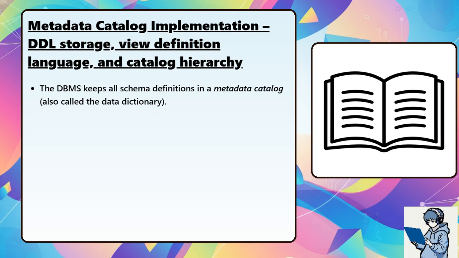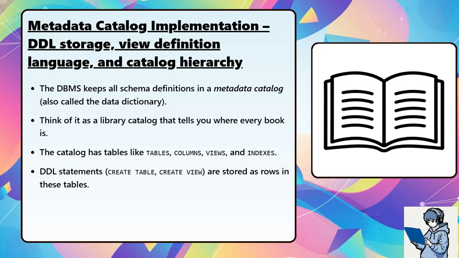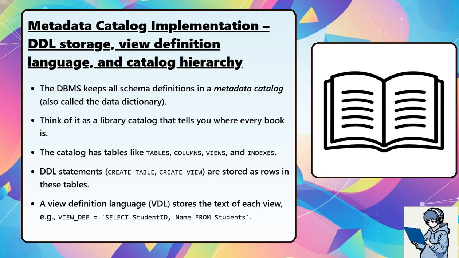The DBMS keeps all schema definitions in a metadata catalog, also called the data dictionary. Think of it as a library catalog that tells you where every book is. The catalog has tables like tables, columns, views, and indexes. DDL statements create table, create view are stored as rows in these tables. A view definition language VDL stores the text of each view. For example, view_def equals select student ID, name from students.